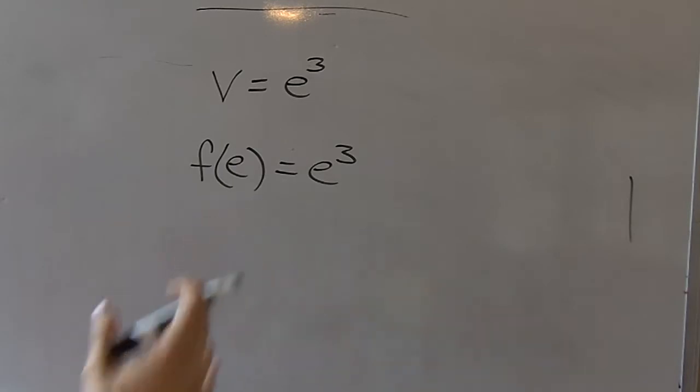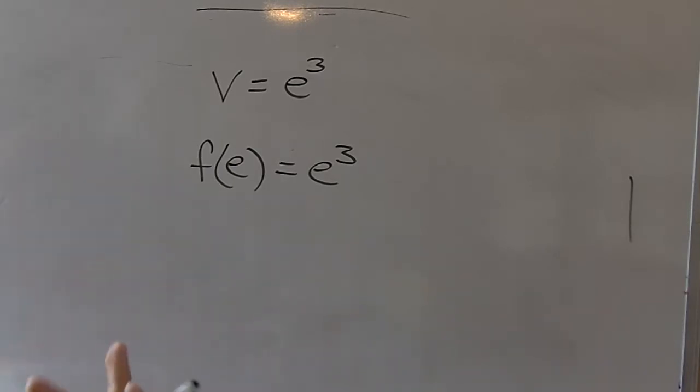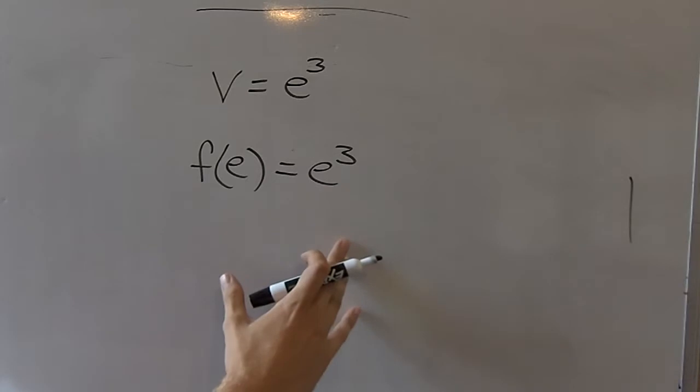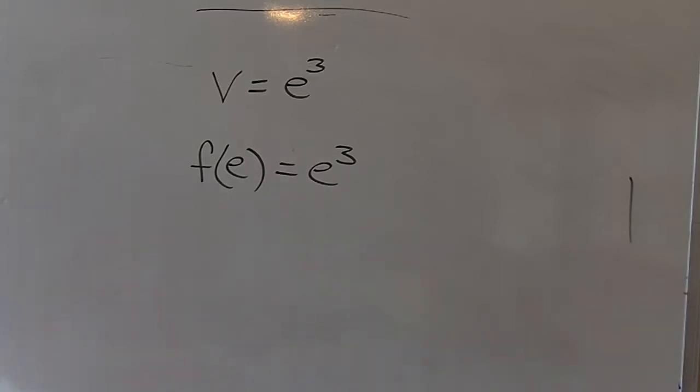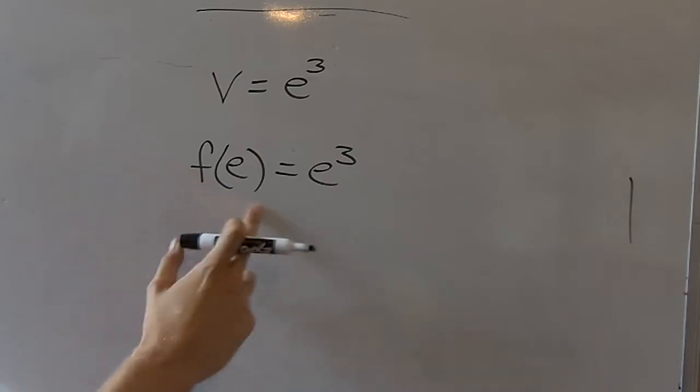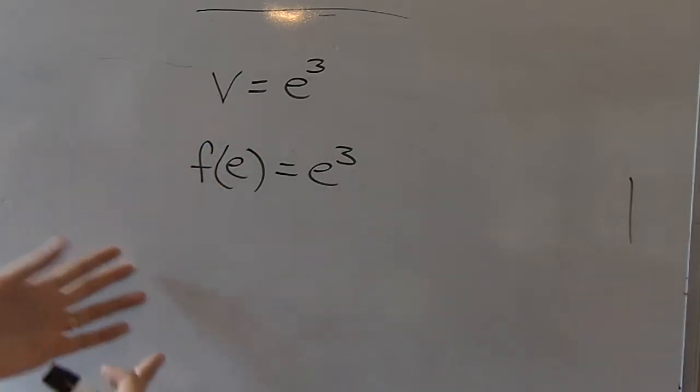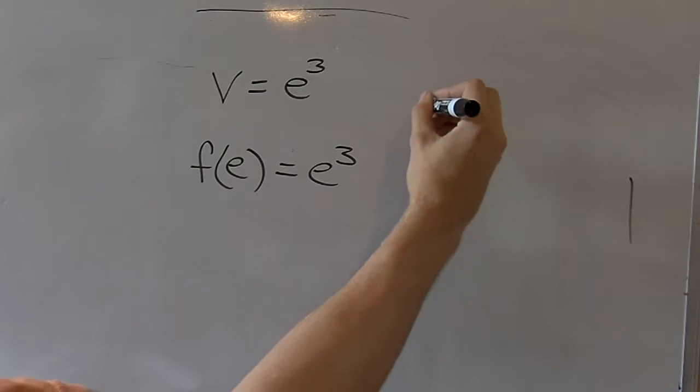Technically, the function of E is volume. So when I plug in 3 for E, what's the function of E? What's it getting me? It's getting me the volume. So basically, it's just another way of writing your volume. It's another way of writing y in y equals mx plus b.